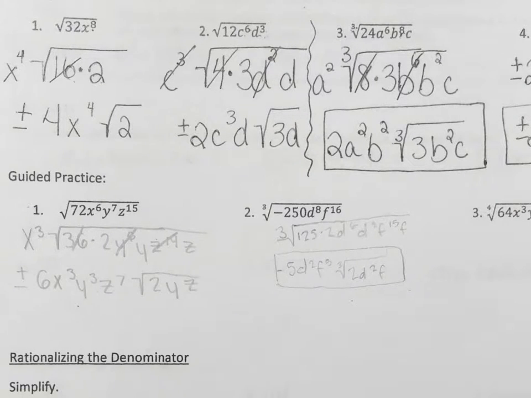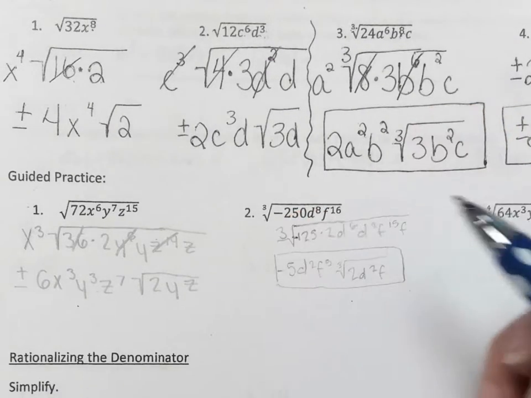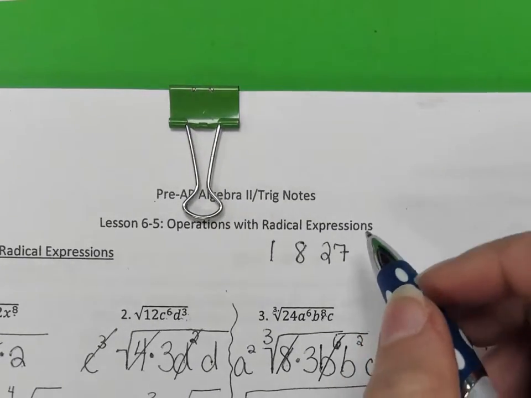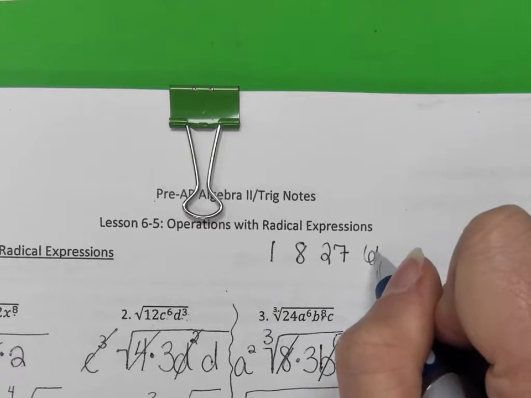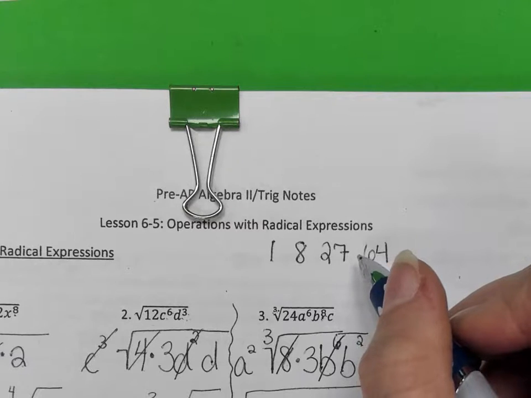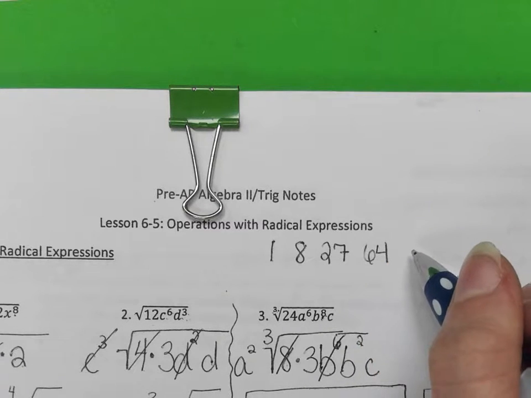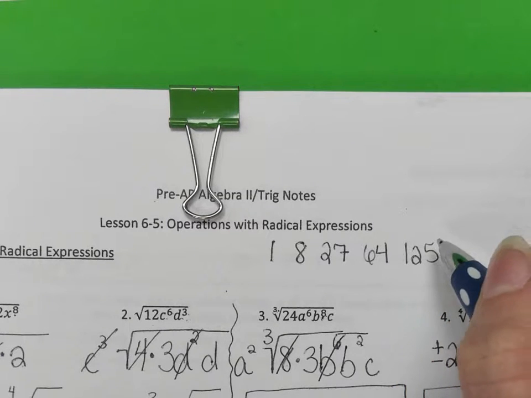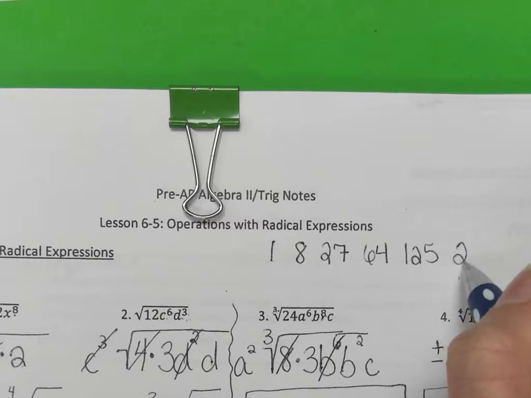All right, there's number 2. Oh, wait, but the negative. It's negative 125. So let's talk about our perfect cubes, shall we? Oh, how quickly we have forgotten. What is the next perfect cube after 27? 64. How did I get 64? 4 times 4 times 4. Perfect. So the next one will be 5 times 5 times 5. What is that? 125. The next one will be 6 times 6 times 6. How much is that?